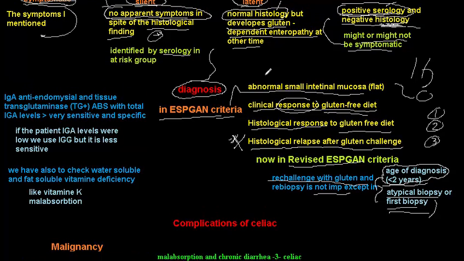So these are the criteria to diagnose celiac disease: abnormal small intestine mucosa, and a clinical and histological response to gluten withdrawal, okay, is enough to diagnose. Also, you have a screening test for celiac disease, which are the IgA anti-endomysial and tissue transglutaminase antibodies, okay.